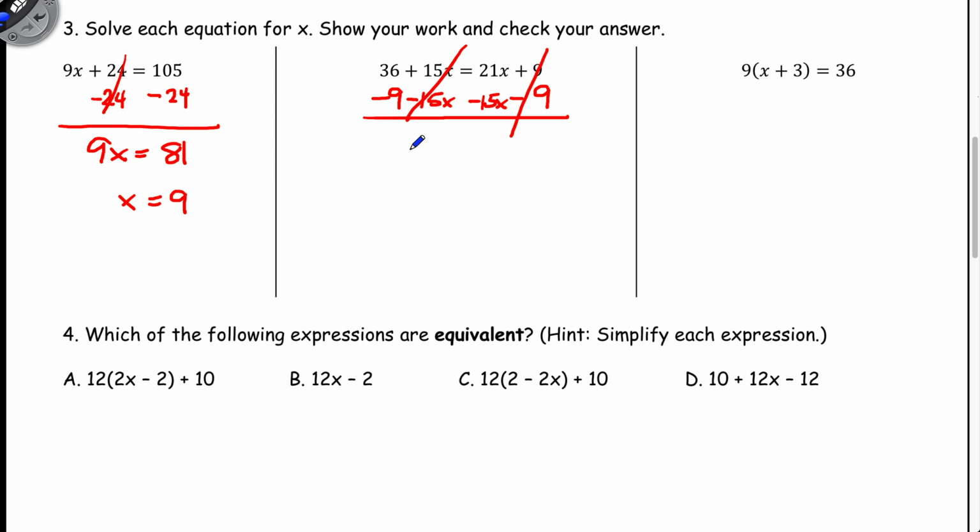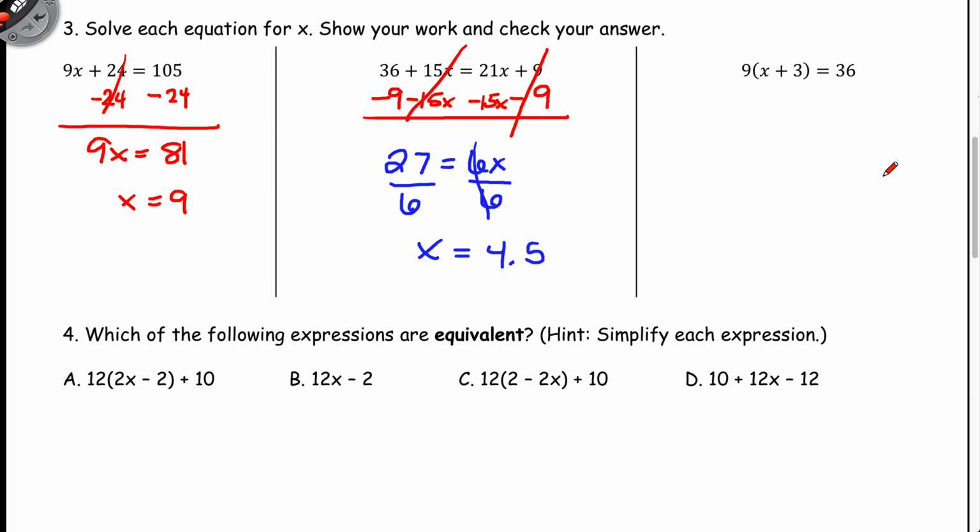So we have 36 take away 9, which is 27. 21 take away 15 gives me 6x. All right, I'm going to divide by 6 because I can tell nothing times 6 gives me 27. So I put that in my calculator and I get 4.5. And that's your answer.